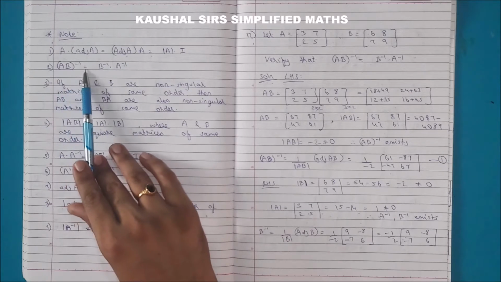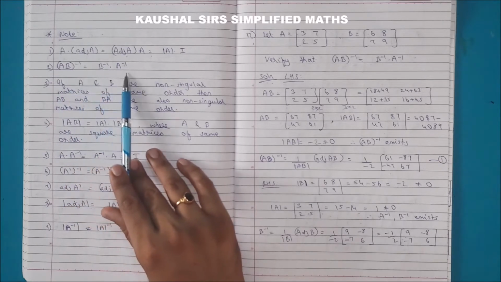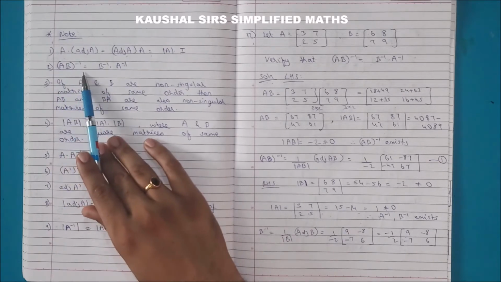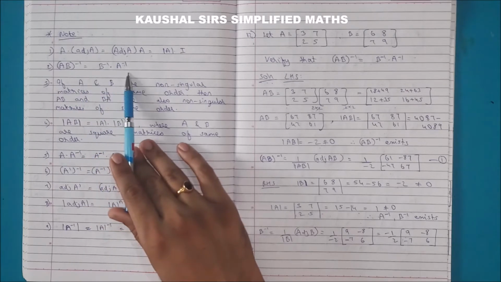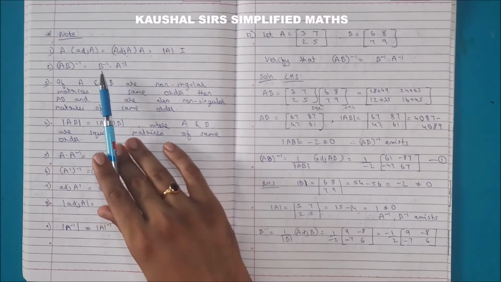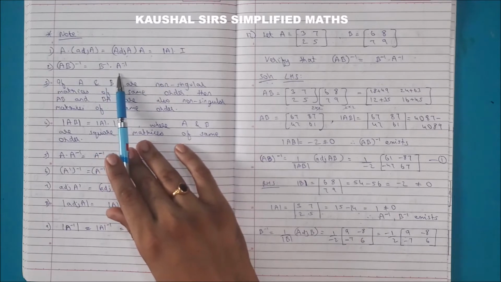Second point, (AB) inverse is the same as B inverse into A inverse. Students, always remember that पहले हमको B inverse लिखना है and then you have to write down A inverse.